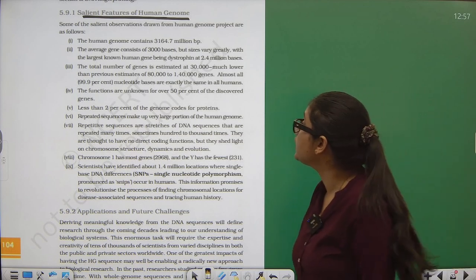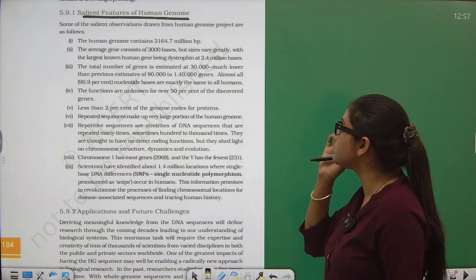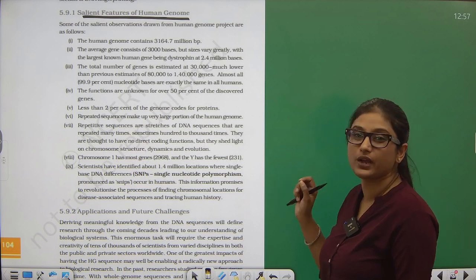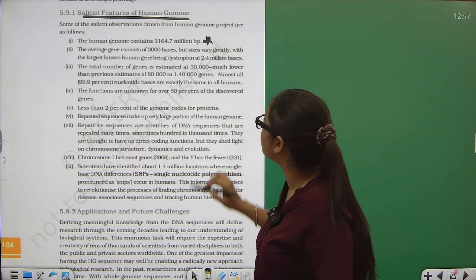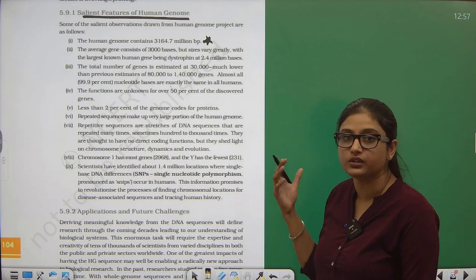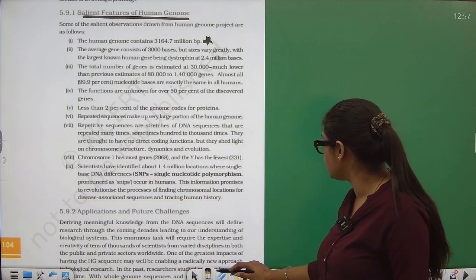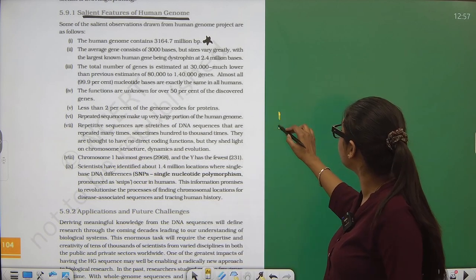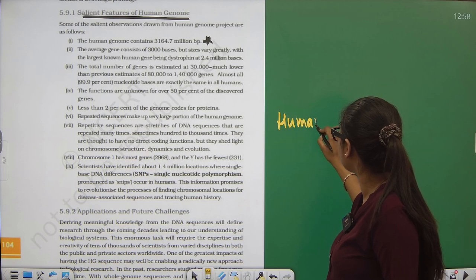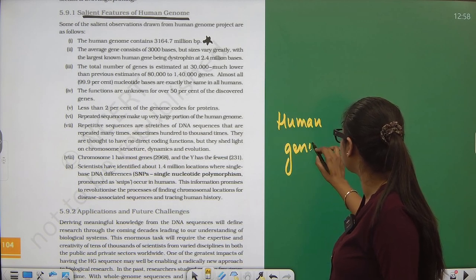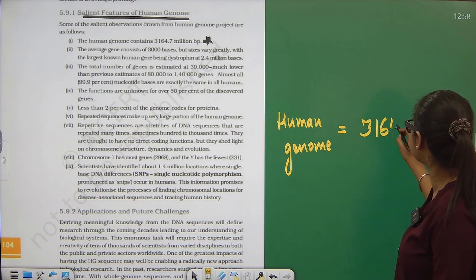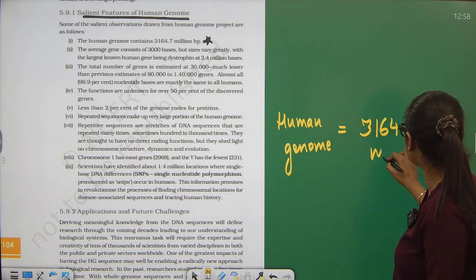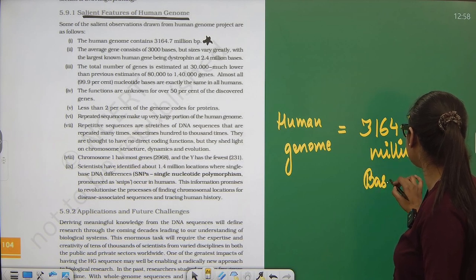So the human genome consists of 3164.7 million base pairs. This is the number which has been found out after the research has taken place.